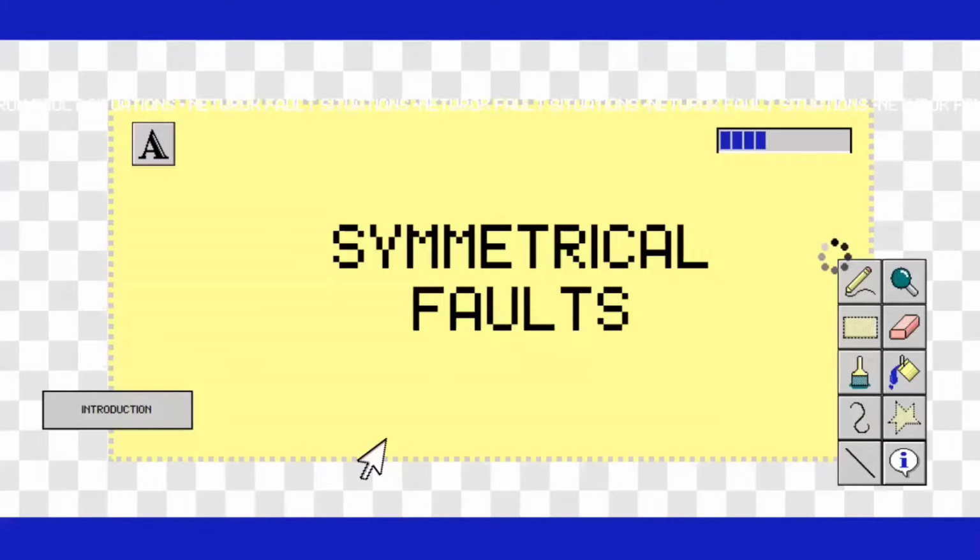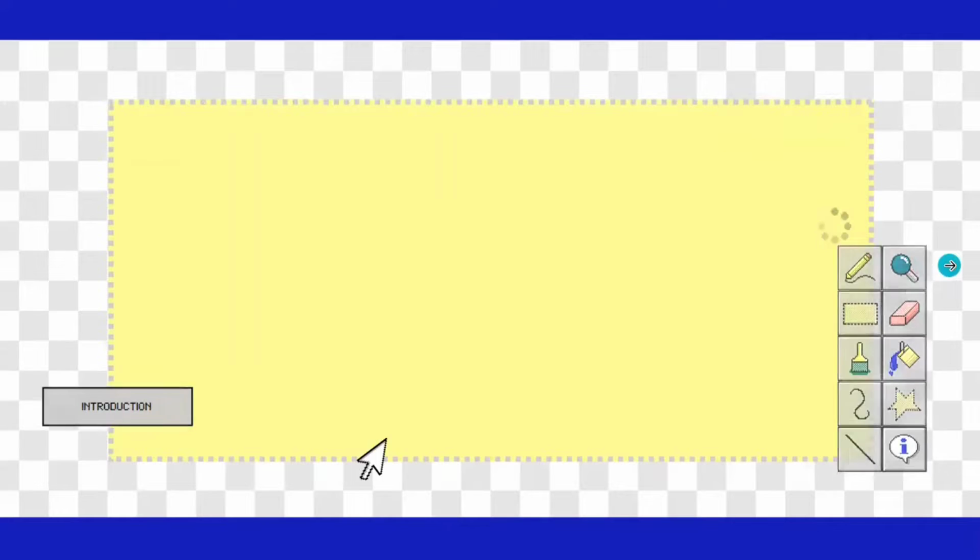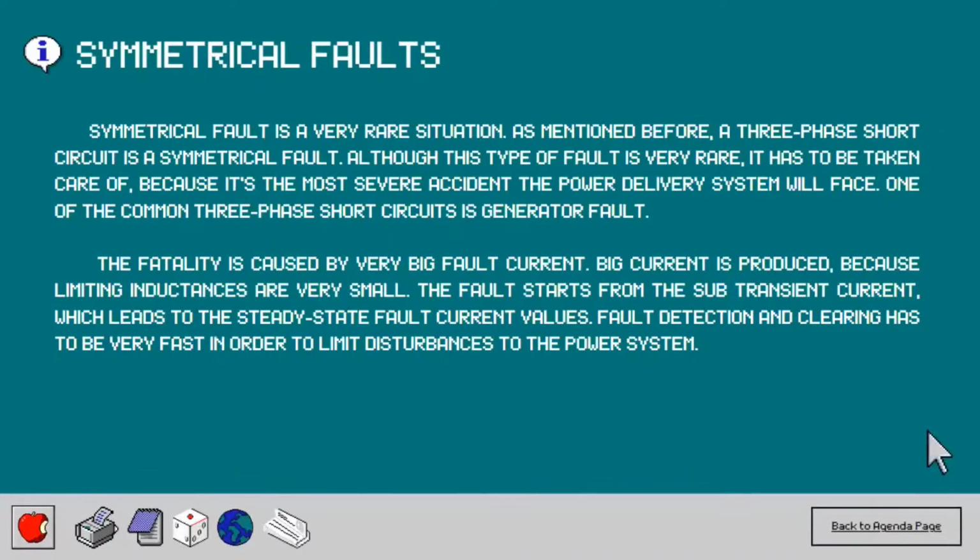First, let's tackle the first type of fault, which is the symmetrical fault. So what is a symmetrical fault? A symmetrical fault is a very rare situation. As mentioned before, a three-phase short circuit is a symmetrical fault. Although this type of fault is very rare, it has to be taken care of because it is the most severe accident that the power delivery system will face.